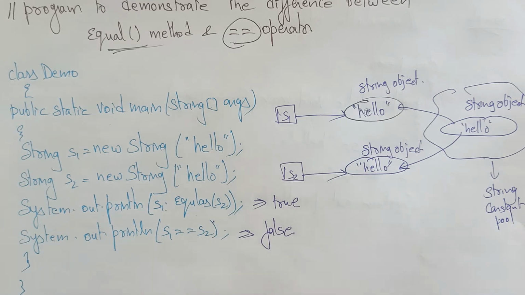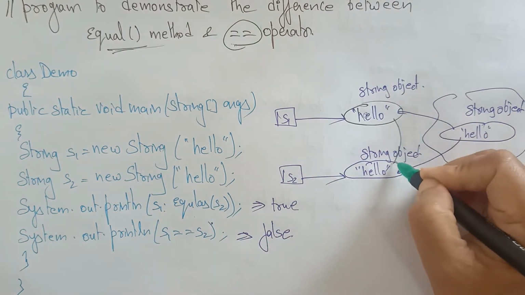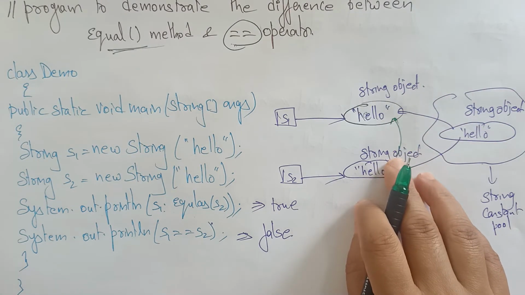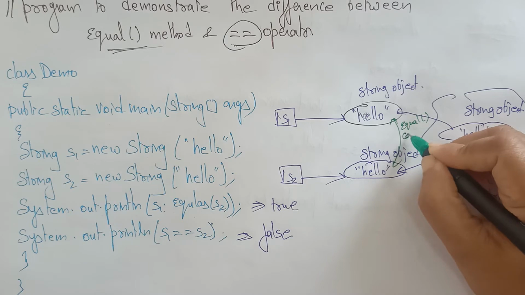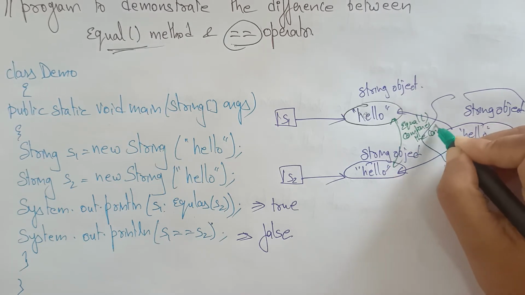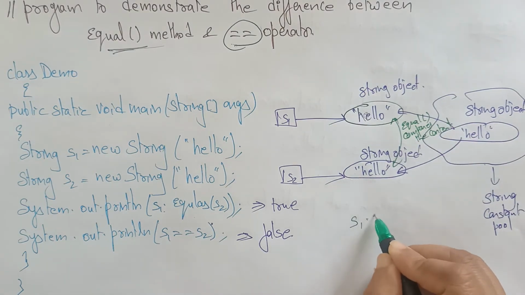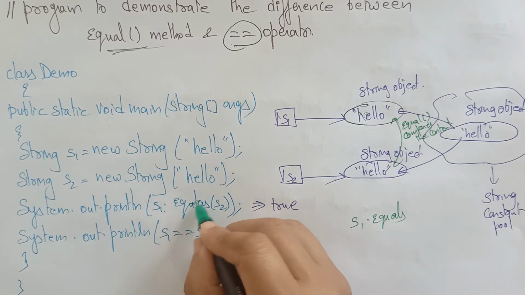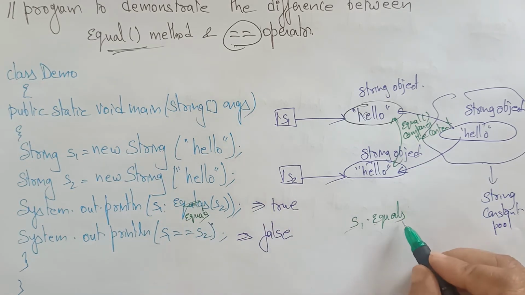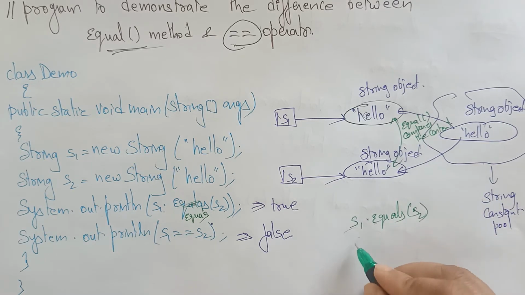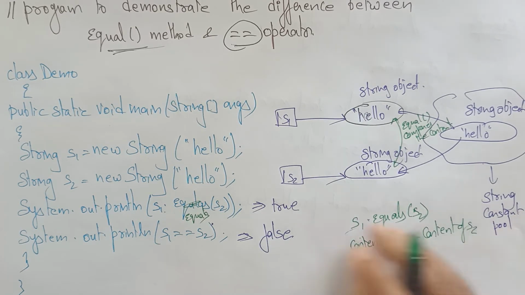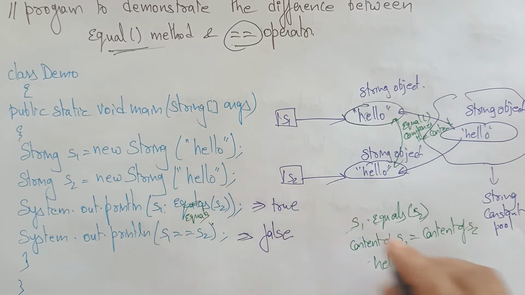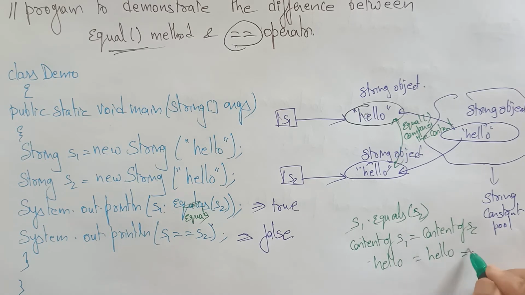Why? One thing you have to remember is that the equals method always compares the content. So s1.equals(s2) means it is comparing the content of s1 with the content of s2. What is the content of s1? Hello. What is the content of s2? Hello. So both are equal, which means it returns true.